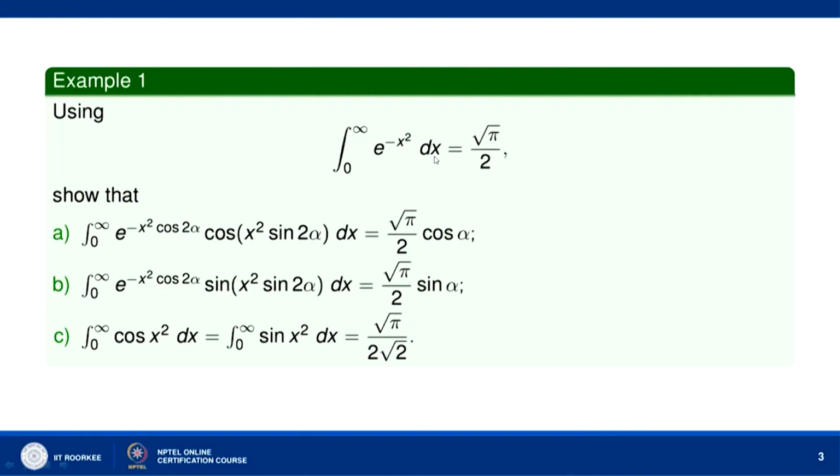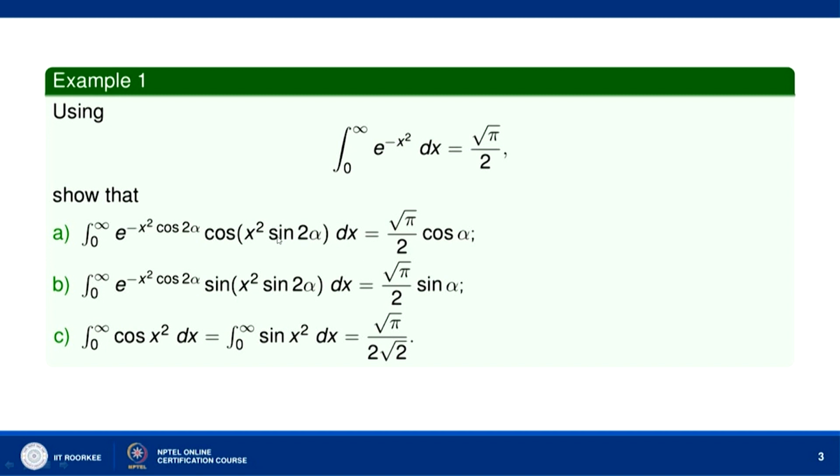So, let us consider this integral 0 to infinity e to the power minus x square dx. We know that by using gamma function the value of this integral is root pi by 2. So, using this value of integral 0 to infinity e to the power minus x square dx, let us find the value of the integral 0 to infinity e to the power minus x square cos 2 alpha cos x square sin 2 alpha dx, and simultaneously we will also get the value of integral 0 to infinity e to the power minus x square cos 2 alpha sin x square sin 2 alpha dx.